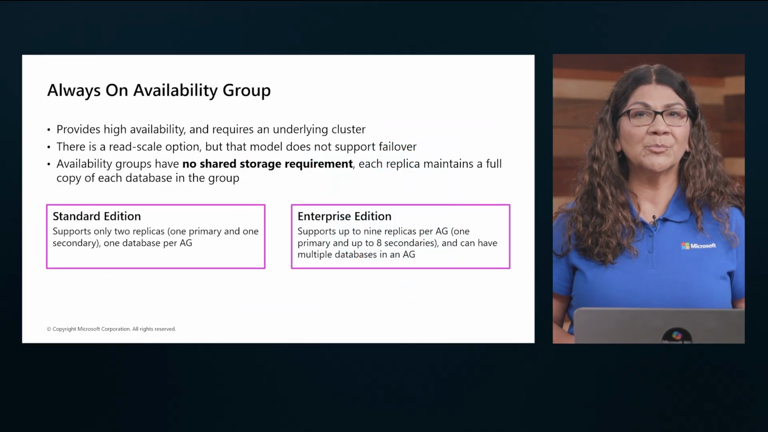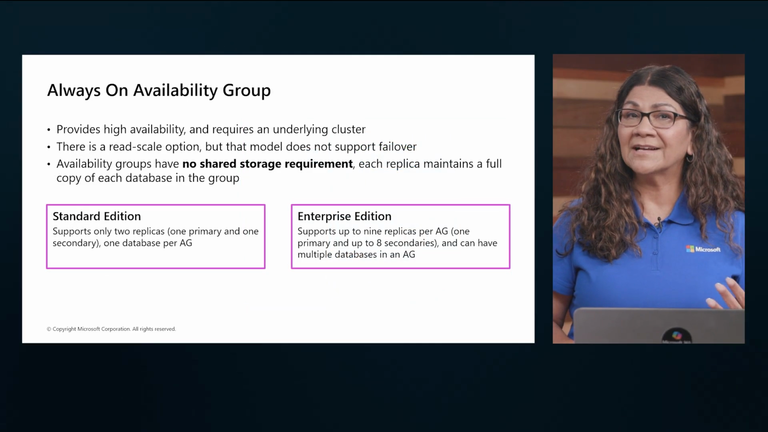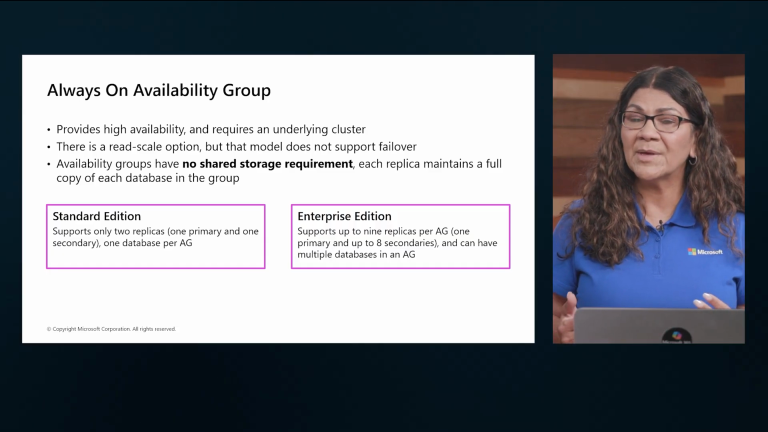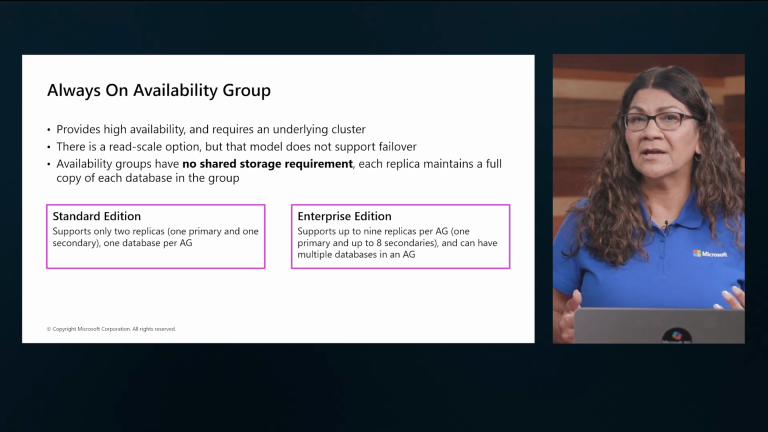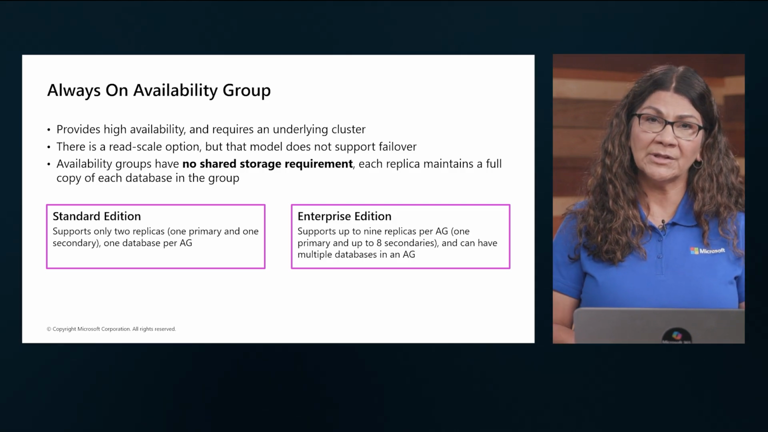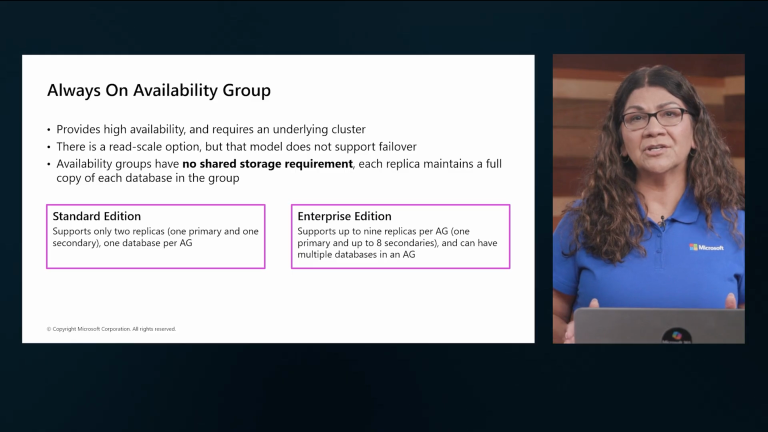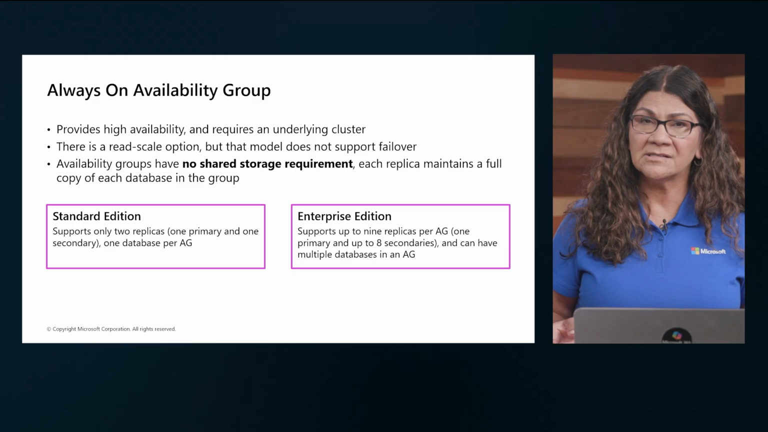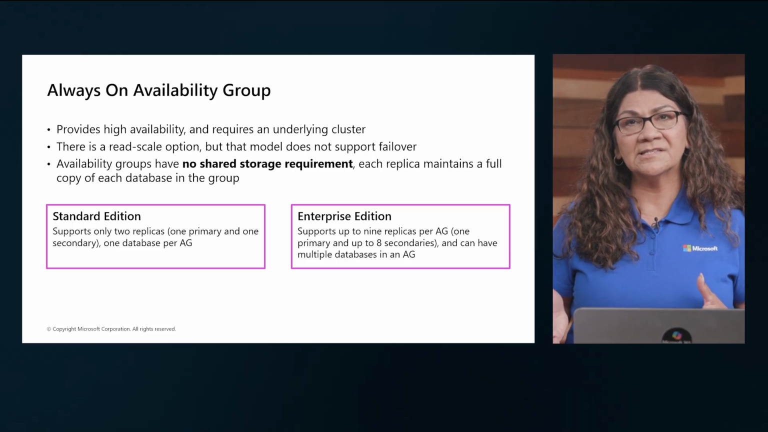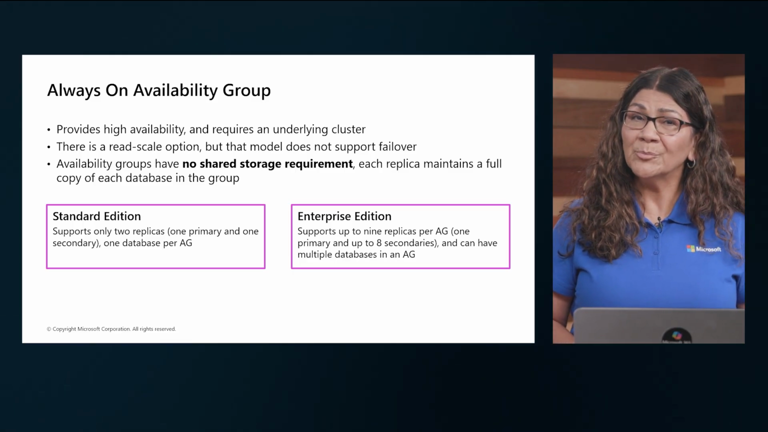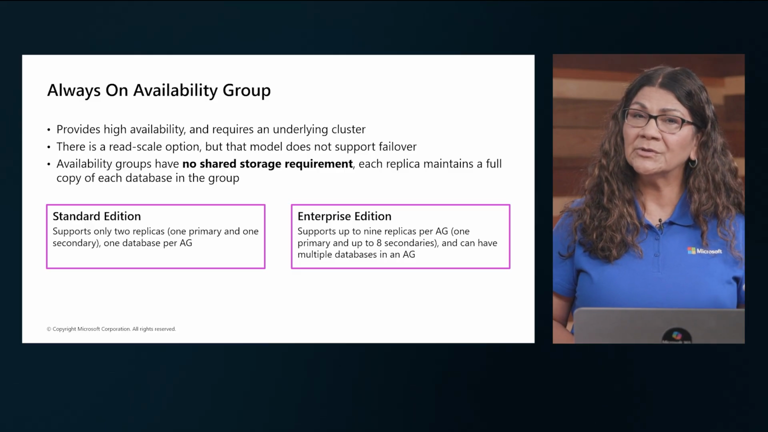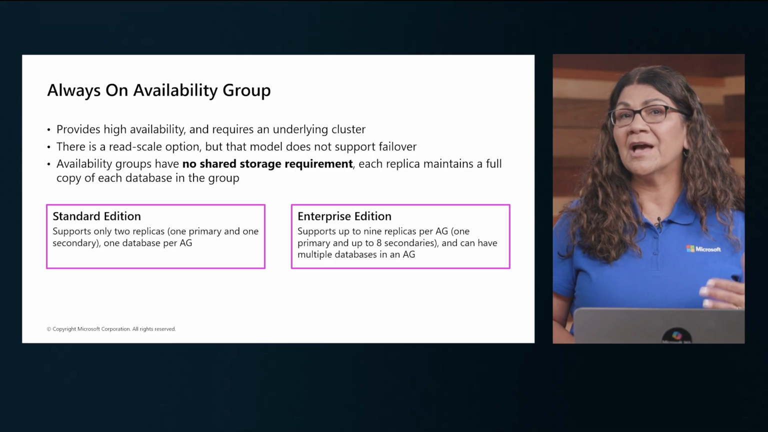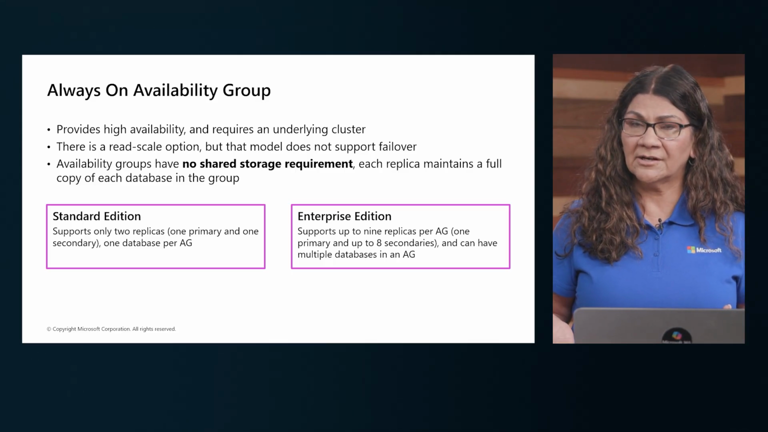Always On Availability Groups, or AGs, provide database-level protection by replicating databases across a primary and one or more secondary replicas. In Standard Edition, an AG supports 1 database and 2 replicas. One is the primary and one is the secondary. While Enterprise Edition allows multiple databases and up to 9 replicas, where you have 1 primary and 8 secondaries.